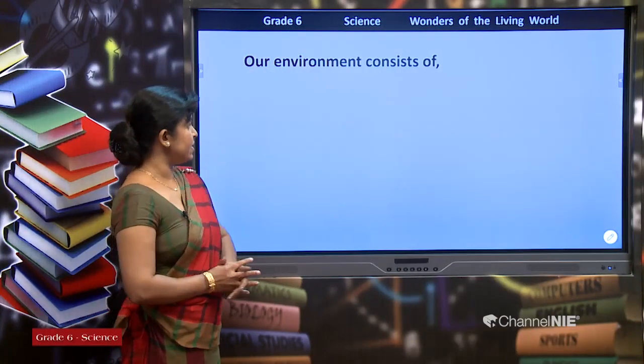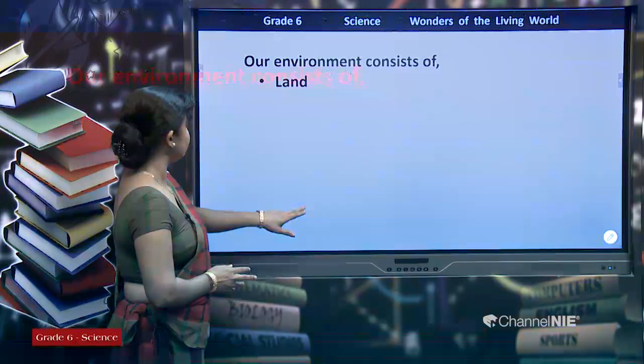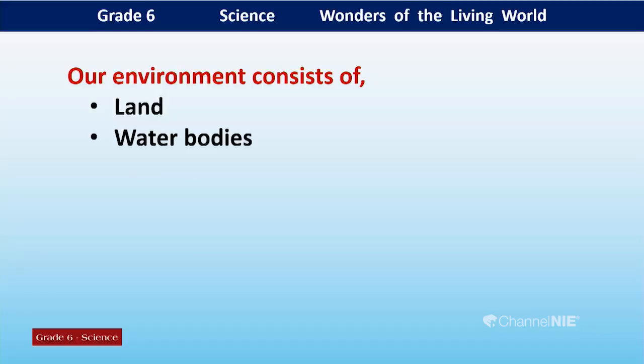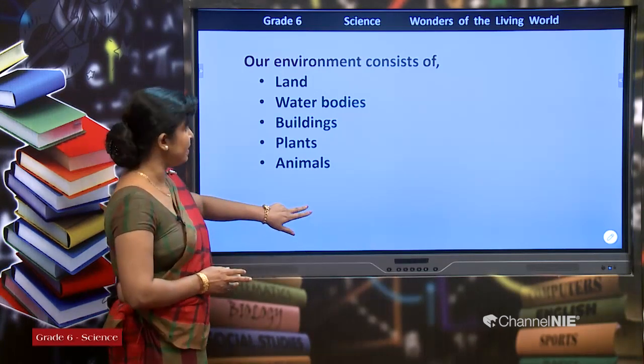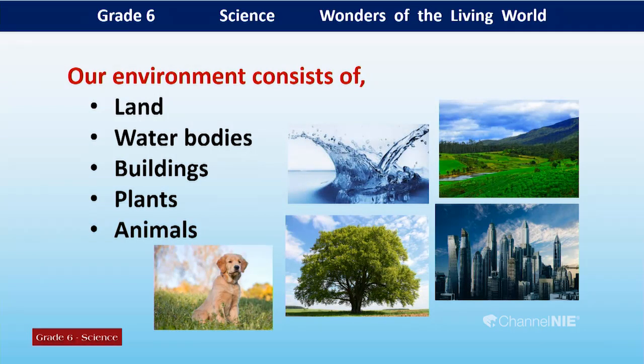Our environment consists of land, water bodies, buildings and plants, right? Then I have got some pictures as well. There are animals. When I started the lesson, I told you that you must take your writing books to write down the notes. You have to list out these things in your writing book, and you can have a picture collection. You can collect some pictures and paste them in your writing book. Those are different components of an environment.